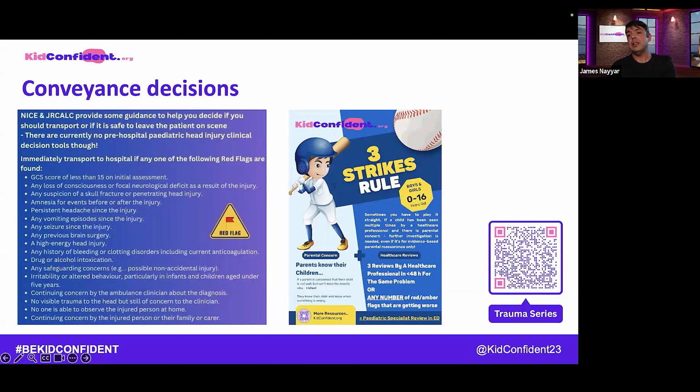And I think it's underestimated, especially in the pre-hospital world. So back yourself and back your suspicions. And if you're concerned, even if you don't know why, do a pre-alert and take them in.